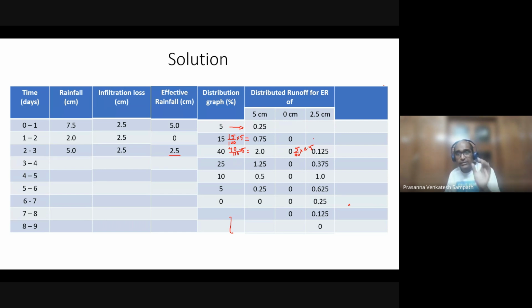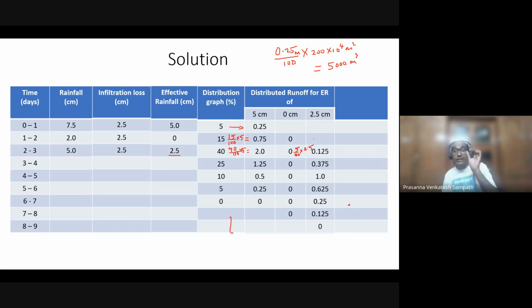Correct? So I'll take 0.25 divided by 100, multiplied by 200 hectares, 200 into 10 to the power 4. So this is in meter square. This is meters. I've divided by 100 to convert it to meters. So what will this be? 5,000 meter cube, right? 5,000 meter cube, is that correct? Yeah, it's correct. All right.